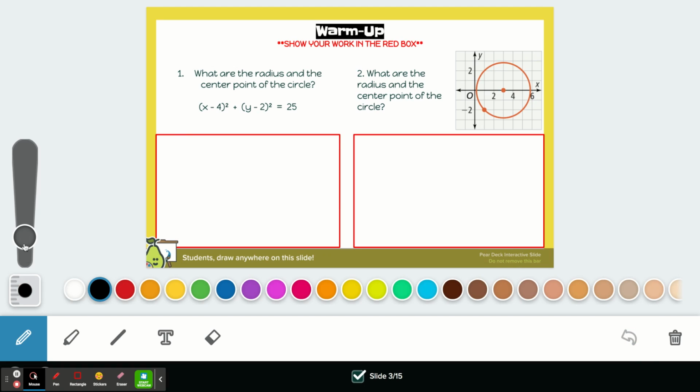Let me select a smaller size. There we go. All right.